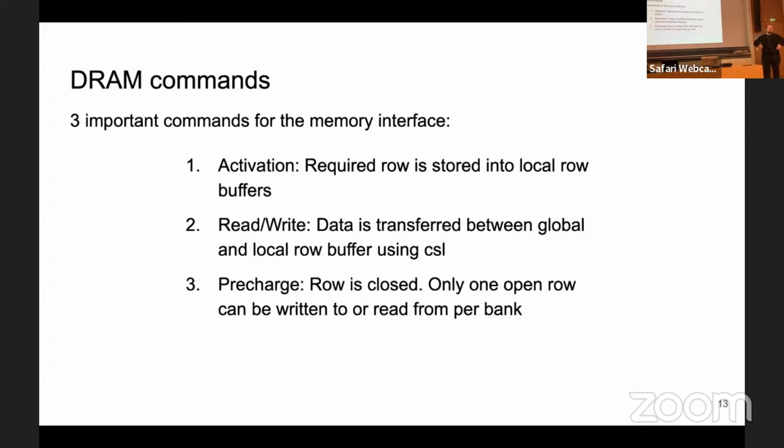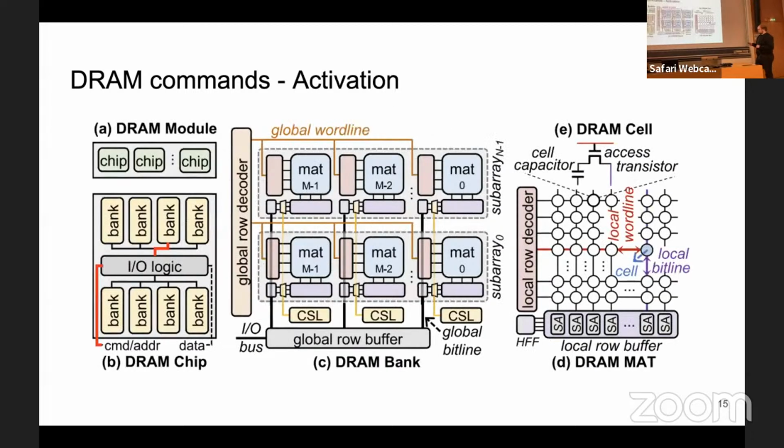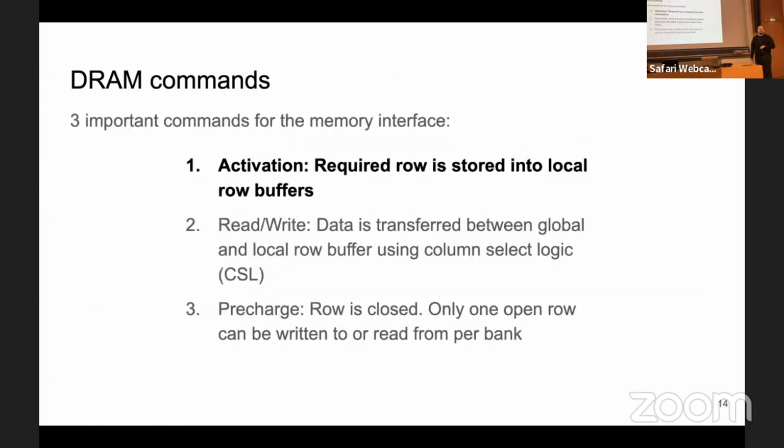the pre-charge command. When we want to close a row, when we're done with the row, we send a pre-charge command, and we need to do this before we can activate a different row. So we can only have one row active at a time per bank, and at the end we send a pre-charge command. Okay, so let's have a look at how these commands actually work.